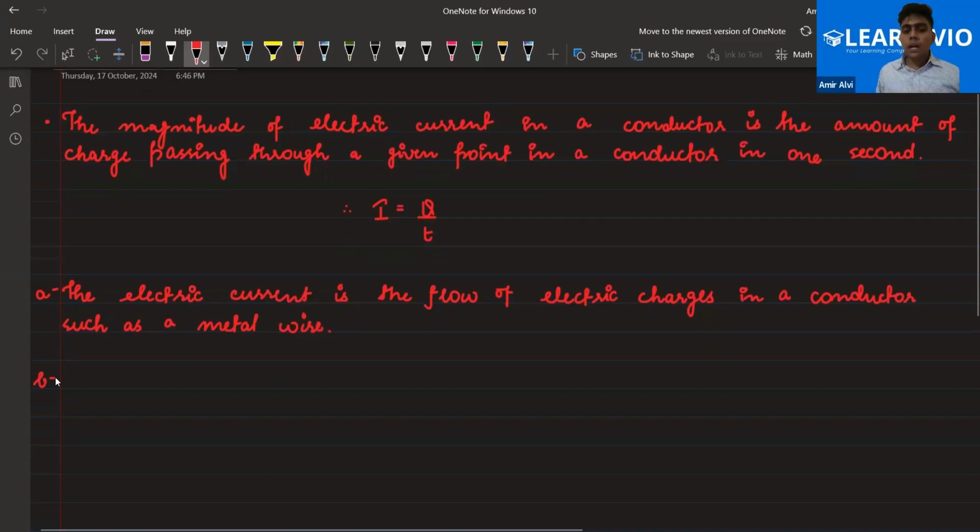B point. The electric current is measured by the unit called ampere. Ampere is the SI unit of the electric current. Am I clear to all of you? SI unit.